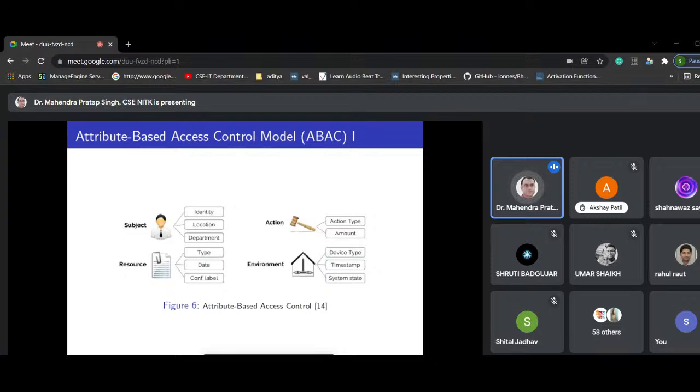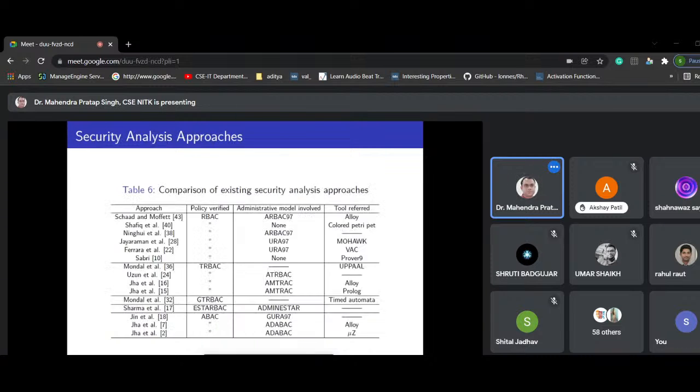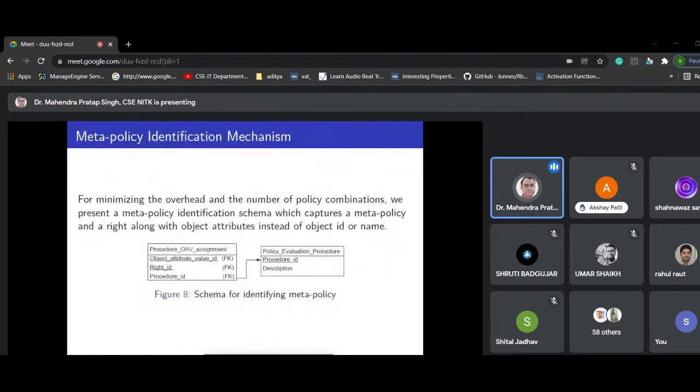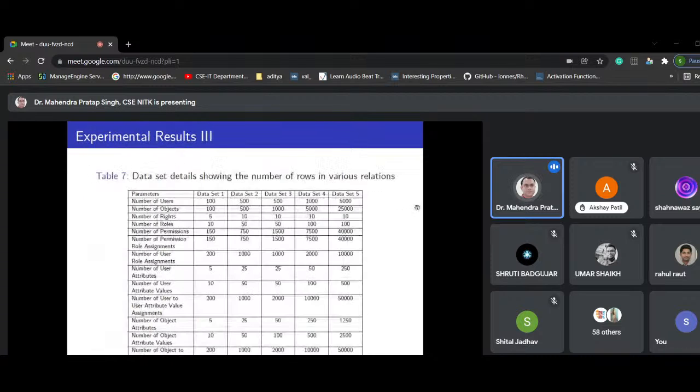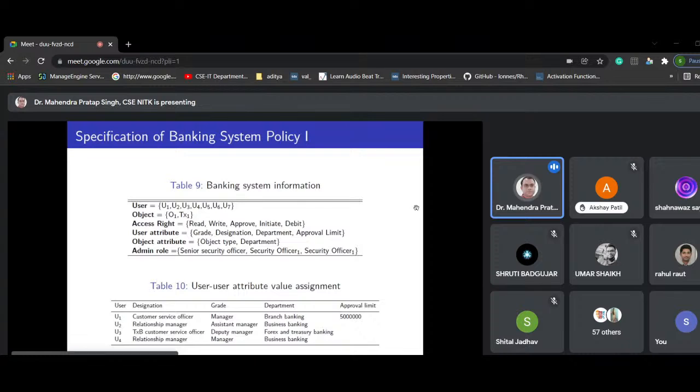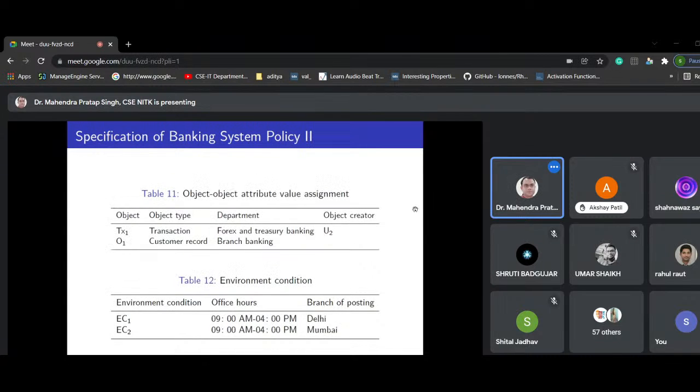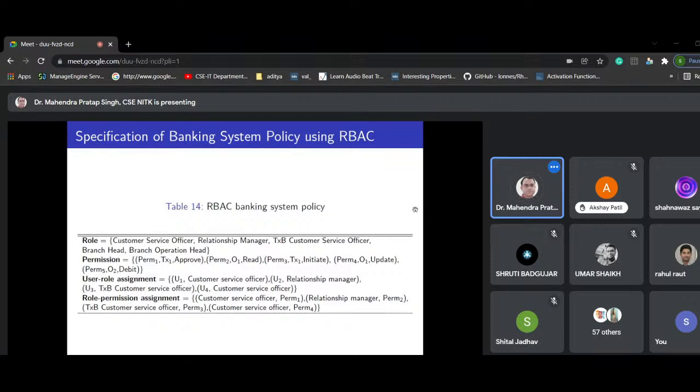Fine. So let us take an example of the implementation of this access control model. So let us see first the implementation, and how those requirements can be specified by using the role-based access control model. So these are the roles, you remember, which we identified in the banking scenario: customer service officer, relationship manager, TXV customer service officer, branch head, branch operation head. So these are the roles.